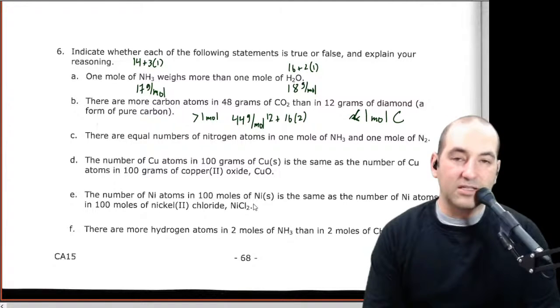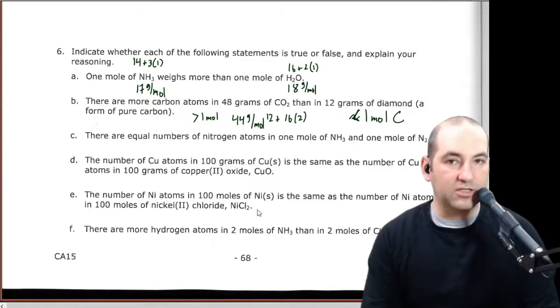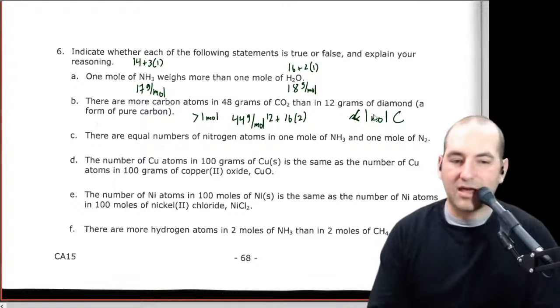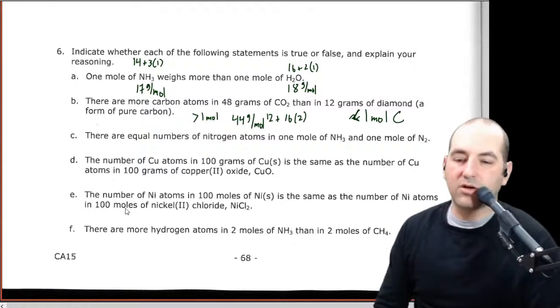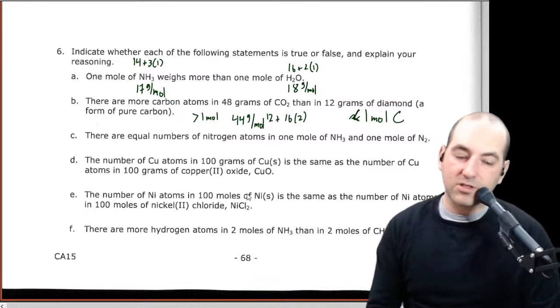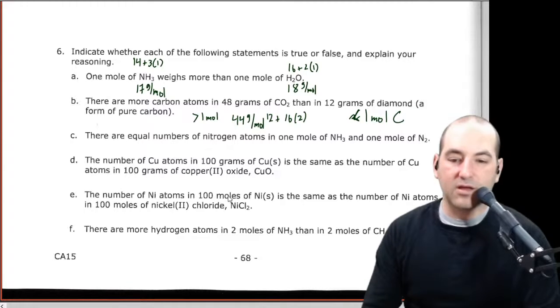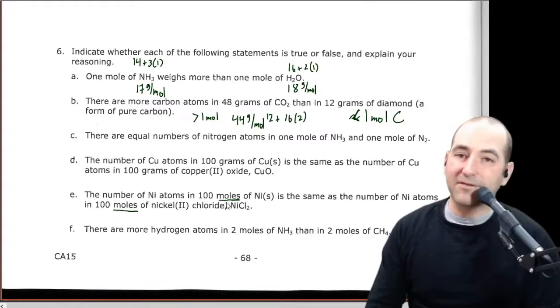Now let's look at a very similar sounding question, but with actually a different answer. E, the number of nickel atoms in 100 moles of nickel is the same as the number of nickel atoms in 100 moles of nickel 2 chloride, NiCl2. When you first look at this, it looks really similar to part D, right? We had 100 and 100, and then this one was pure, and this one had some other stuff here. But look at the difference. Now, instead of grams, we're talking about moles. And moles is a lot different because now we're counting.